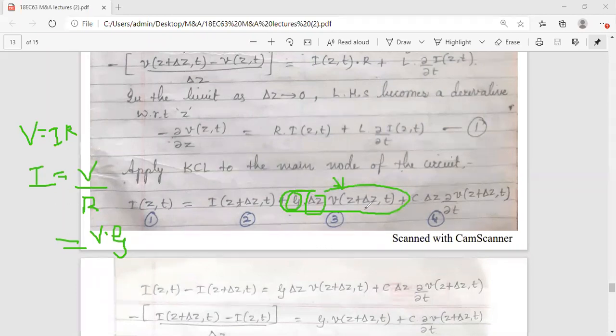unit length. Now, there is a question: why am I taking here V of Z plus delta Z comma T, why not V of Z comma T? That is the question.